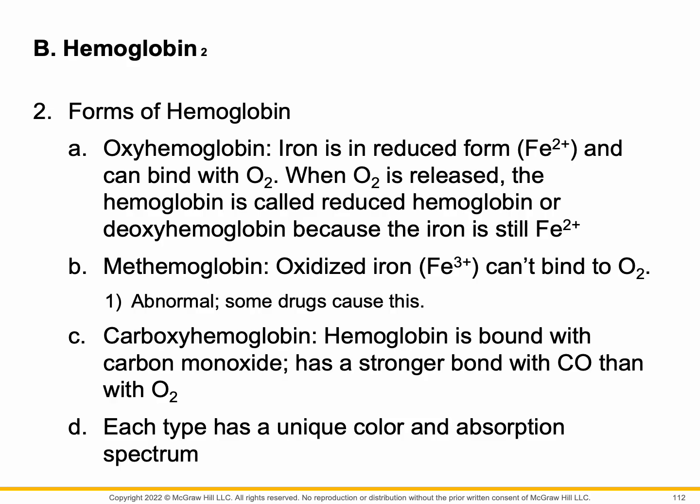Methemoglobin is another form of hemoglobin where oxidized iron can't bind to the oxygen. This is abnormal. Some drugs cause this. There's also a third form called carboxyhemoglobin, where the hemoglobin is bound with carbon monoxide and has a stronger bond with the carbon monoxide than with the oxygen. Each type has a unique color and absorption spectrum.